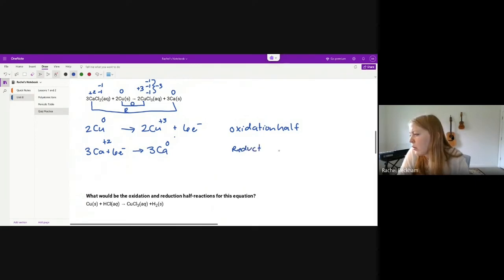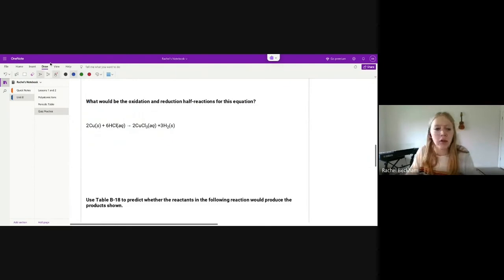Okay, so we basically figured out which one was oxidized and which one was reduced, and we found their oxidation numbers. And we split it up to show what was actually happening and where those electrons are going. And if you notice, this is 6 and this is 6. And that should be the case. The numbers should match when that happens. Okay, so let's try one more practice now.